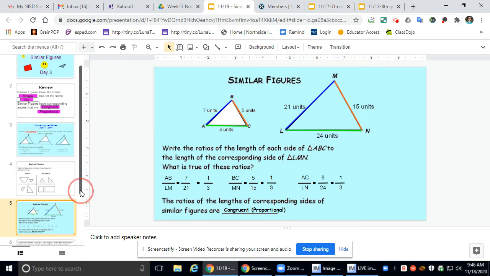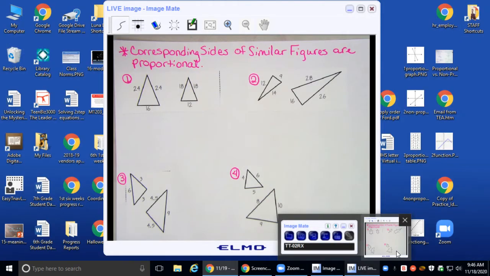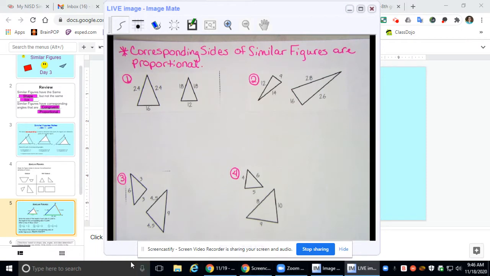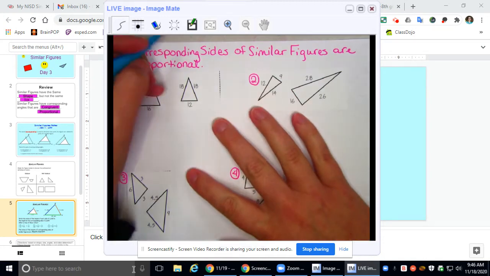All right, so with that said, we're going to go ahead and take a look at a few questions on our Elmo to help us understand that corresponding sides of similar figures are proportional. So the first thing that I'm going to do is I want you guys to take a look at number 1. And when we take a look at the corresponding sides, we want to go ahead and color code it a little bit to help us understand what it looks like.